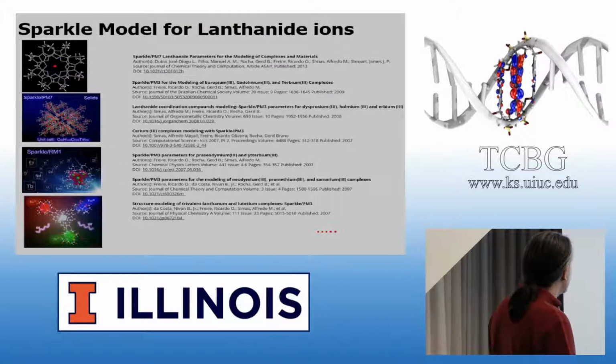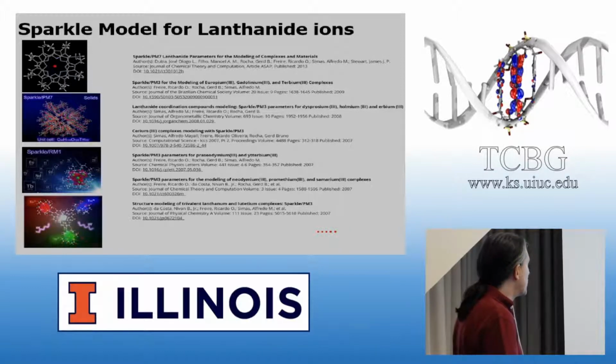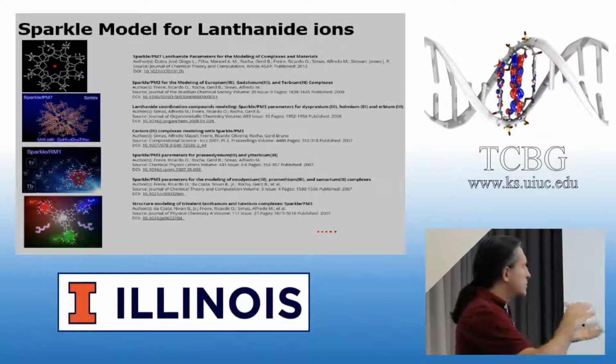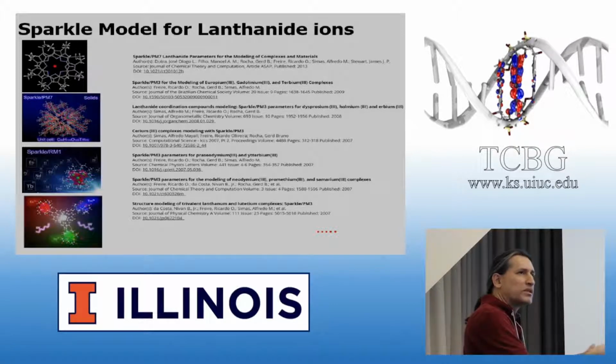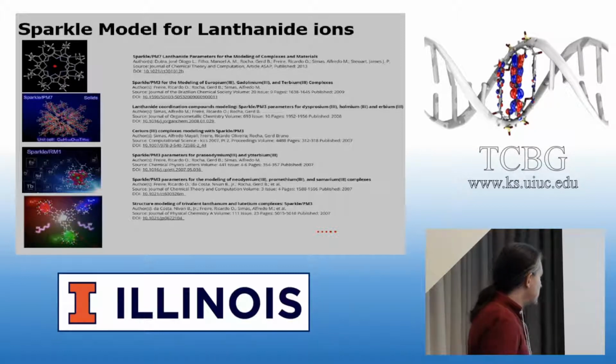Well, and especially for the lanthanide ions, we have the Sparkle model. This is a simplification, a simple model to allow the ground state calculation for lanthanide complexes. Those are all the publications for the Sparkle model. And you have parameters for PM7, PM3, RM1, AM1, PM6. Okay.